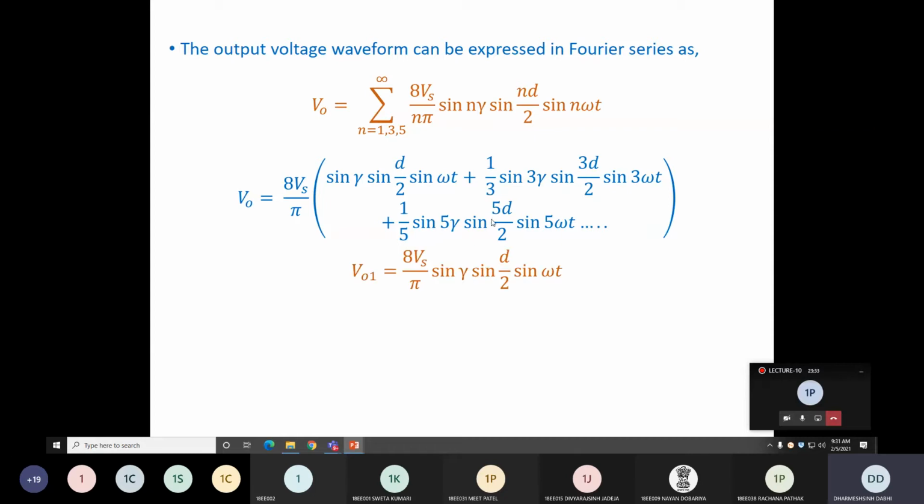So in this method, you will see that the peak value of your fundamental component becomes 8 Vs by pi, sin gamma, sin d by 2, into sin omega t. First component, it means for n equal to 1. So the peak value is what? 8 Vs by pi, sin gamma, into sin d by 2. This component. Okay? Now again, in this method there is one disadvantage. So what is the disadvantage? Let's check this. Suppose you select the width of this pulse.